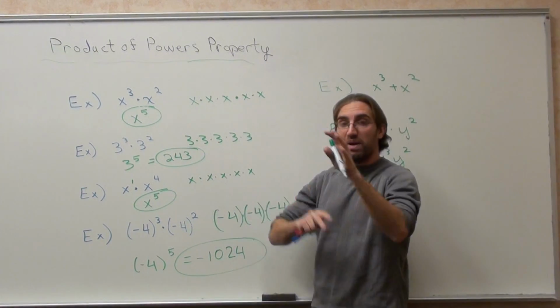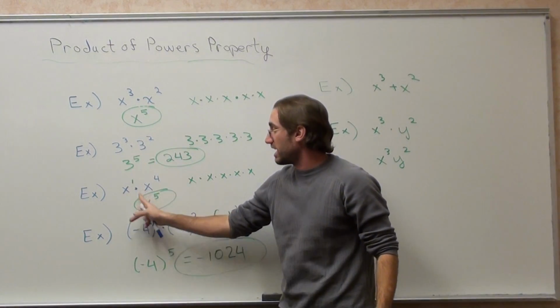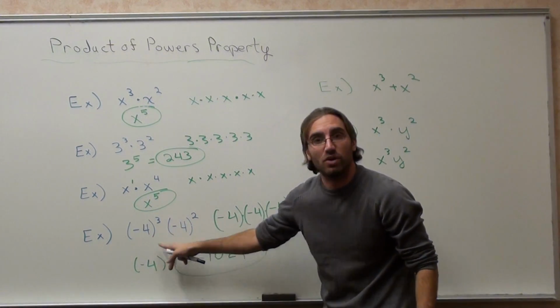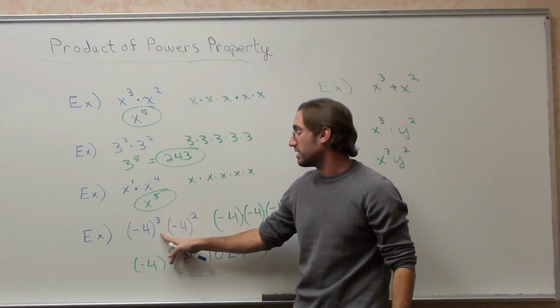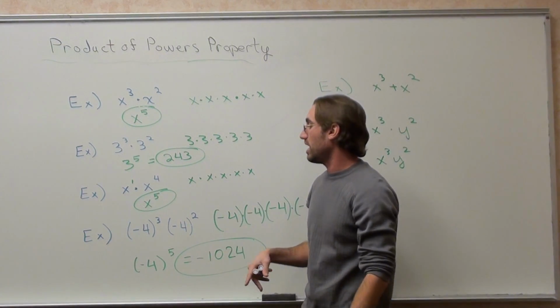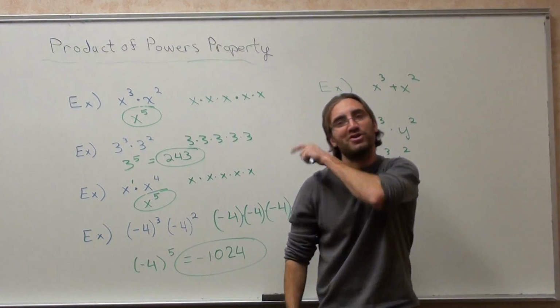So that's a basic understanding of the product of powers property. Multiplication sign in between both, and even if I didn't put that, that's technically a multiplication sign too. It reads the quantity of negative 4 to the third times the quantity of negative 4 to the second. That's also a multiplication sign. And the bases have to be the same.